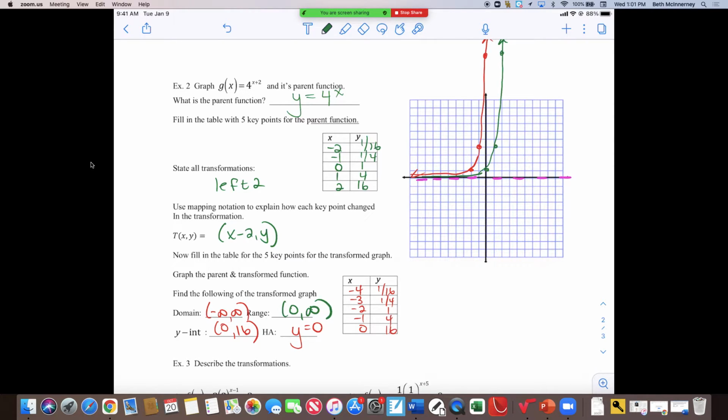All right, show me thumbs up, out, or down. How do we feel about the graphing now? Up, out, or down? All right, nice.